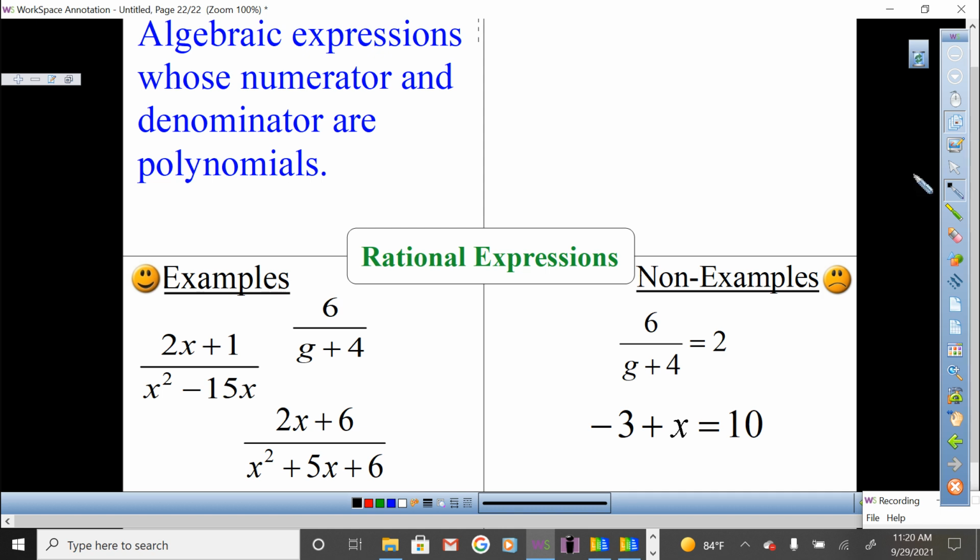All right. So, you would be hashtagging this and sending it to your BFF. So, Juliana, hashtag what makes a rational expression a rational expression? Polynomials, yes.